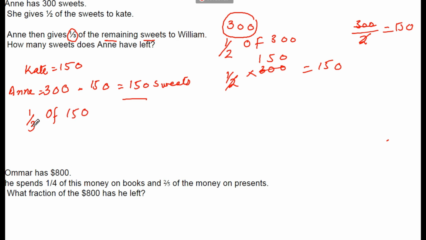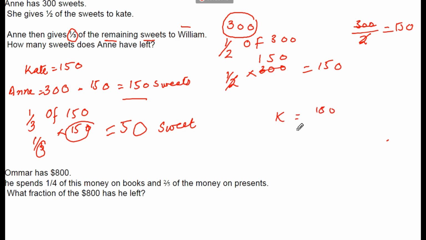Okay, now 1/3 of means multiply, and look at what we need to do. We need to divide these numbers the same way you always do. That is 3 times 5 is 15, and 0 is written at the end. So it means 50 sweets she has given to William. Okay, it means Kate has 150 and William now has 50.